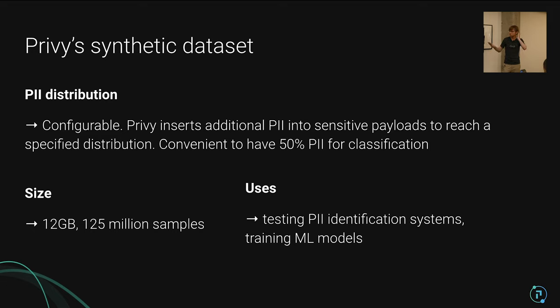Okay, so what's the use of this data set? Well, we use it to train ML models that identify PII and to test existing PII identification systems. And it's fairly large. It has draws from a lot of APIs, so it can generate over 100 million samples.